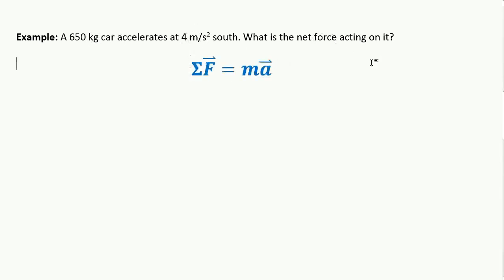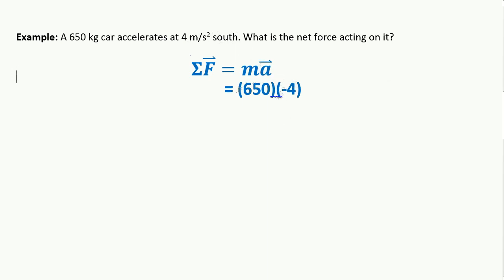So F equals ma. Let's start by plugging in what we know. Well, I know the mass is 650. There it is. This is in metric base units, kilograms, so I can plug it straight in. I know my acceleration is 4 meters per second squared south. Again, that's metric base units, which is great, so I can plug it straight in. And to encode this direction, I'm going to put a negative sign. We generally say north is positive, south is negative. So since this 4 is south, I'm going to put it down as negative 4.